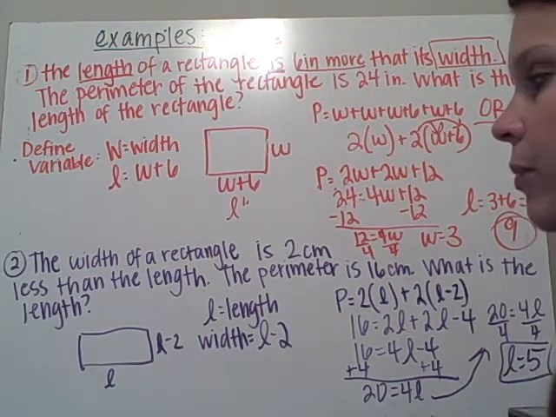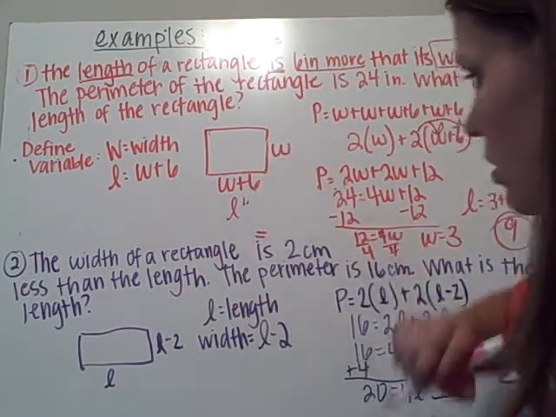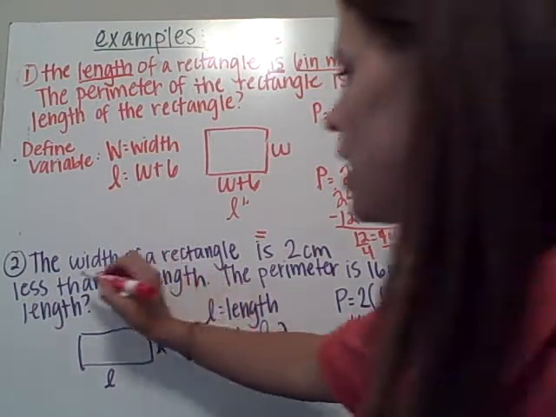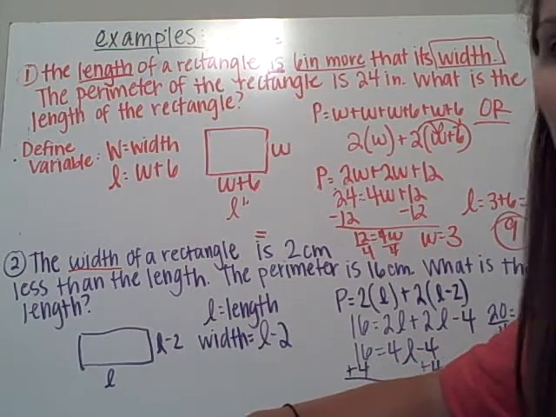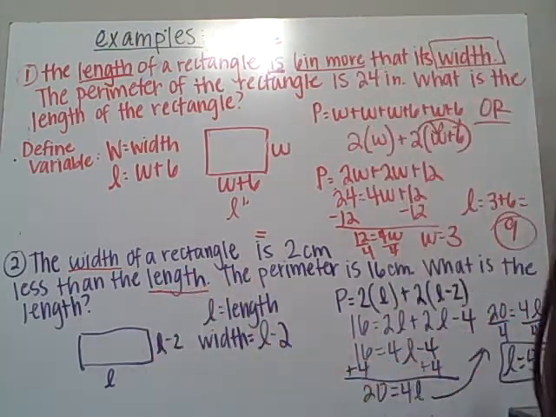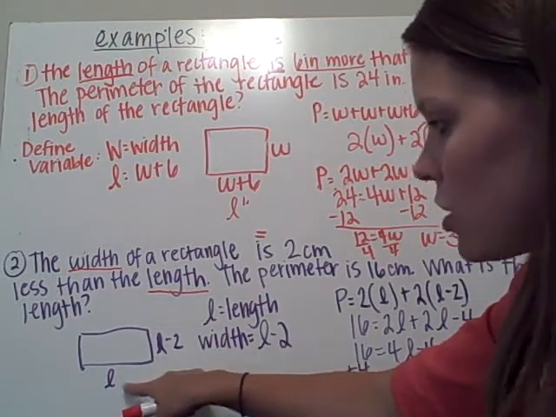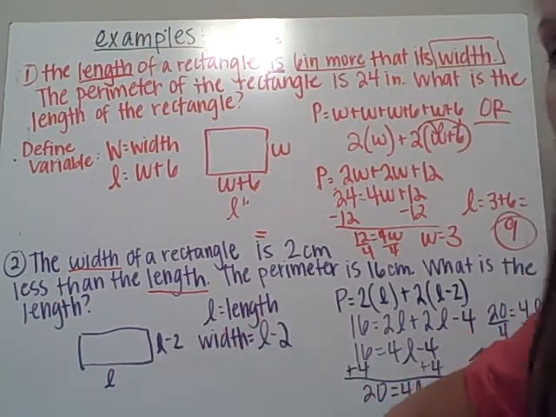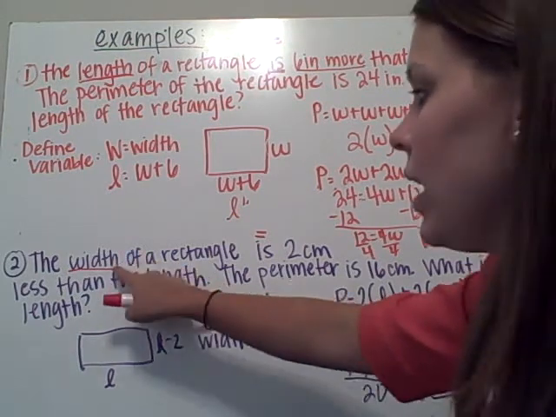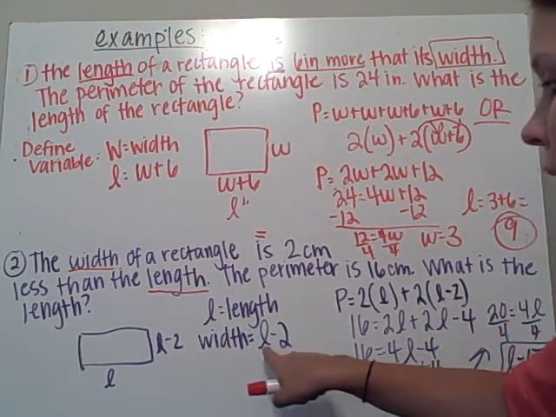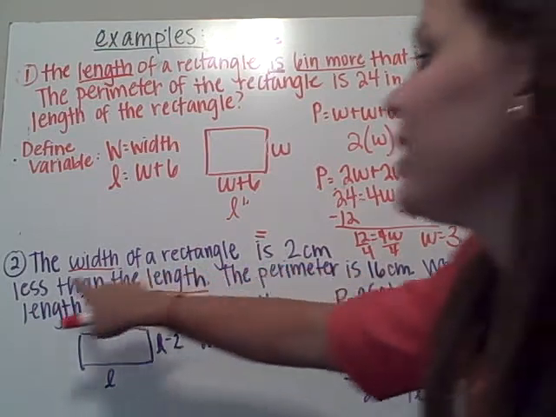Let's look at number 2. The width of a rectangle is, remember, means equals, 2 centimeters less than the length. So you're comparing your width based off your length. When we draw our picture, we're going to say that L is represented by the length. It's the one we do not know. Our width is going to be the length minus 2 because it says the width is 2 less than the length.